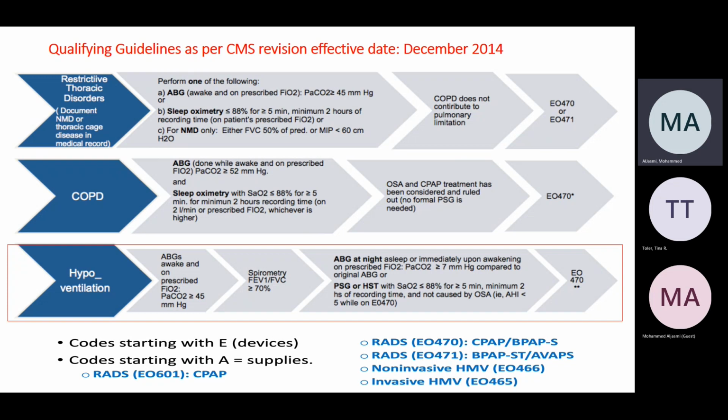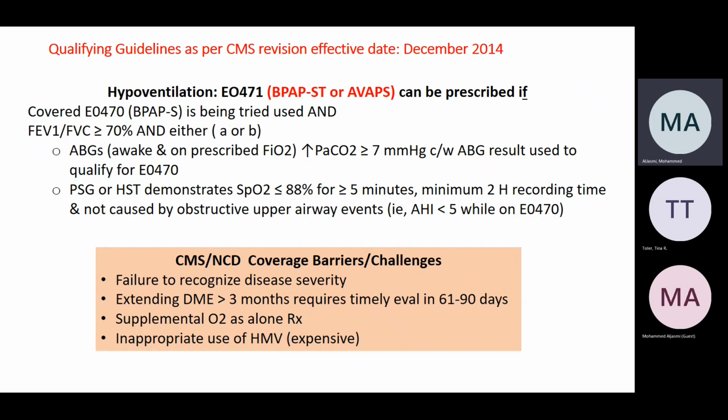Okay, this criteria is also failing to acknowledge a lot of things. Failure to recognize the disease severity, because not everyone will respond to CPAP. Some patients will require a more intensive form of ventilation at night. It is very difficult to meet their requirement, and also for DME to continue to pay for this. So these patients need to be seen in a timely manner, 61 to 90 days, and have their physician attest that they are using this treatment and so on.